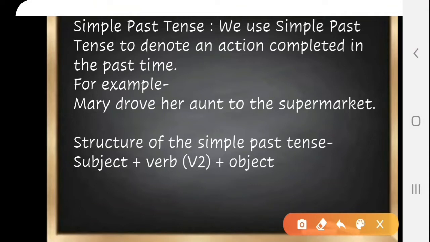We use simple past tense to denote an action completed in the past time. For example, Mary drove her aunt to the supermarket. See here, we use simple past form of the verb. You know, drive, drove, driven. So in this way, drove is the second form, that is simple past tense form of the verb. See the structure of this tense: subject plus verb, that is V2, plus object.